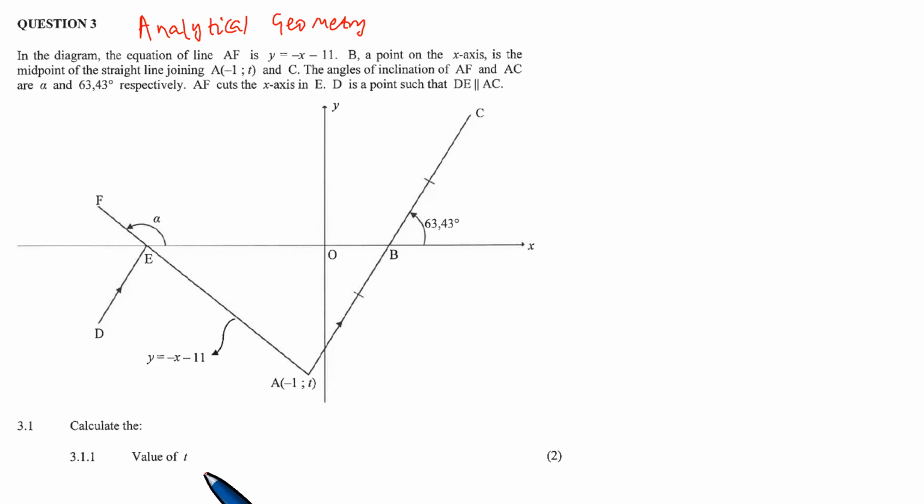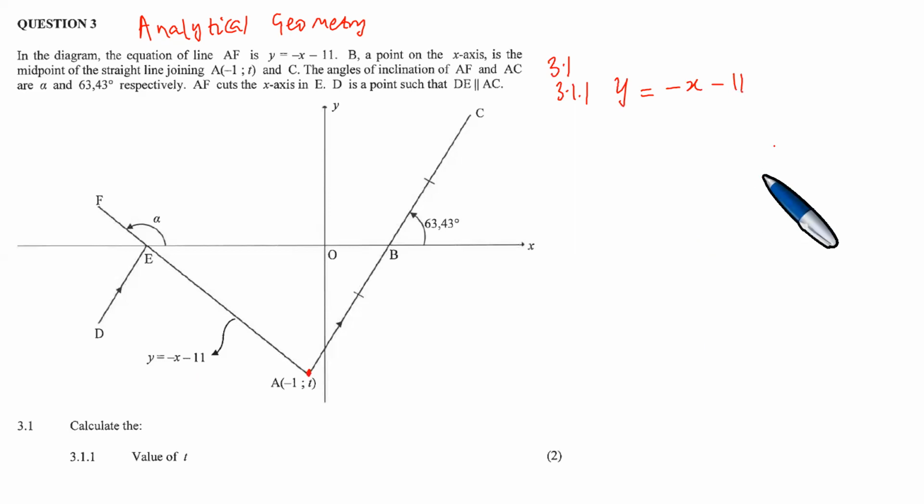All right, to start, we are going to look at how to calculate the value of T. So how do we actually find the value of T? Clearly T is the y coordinate of the point A. So we're looking at 3.1.1. We're looking at y equals minus x minus 11, which is the equation of the line that contains the point A.